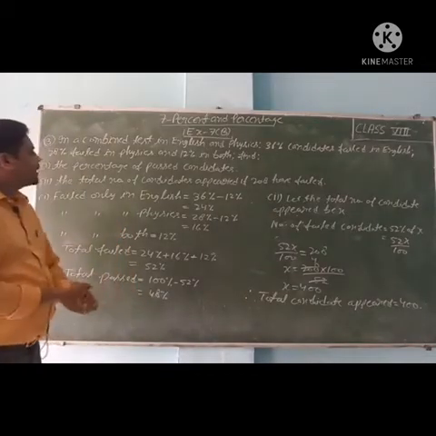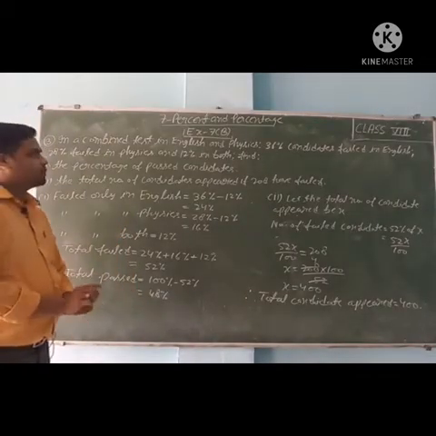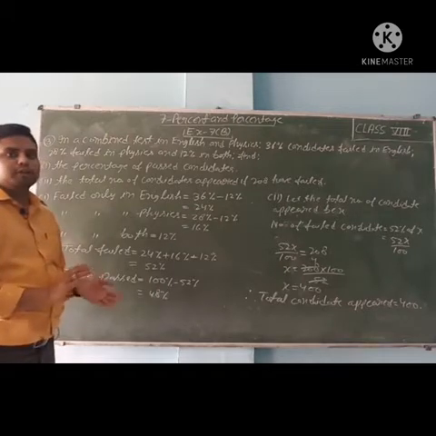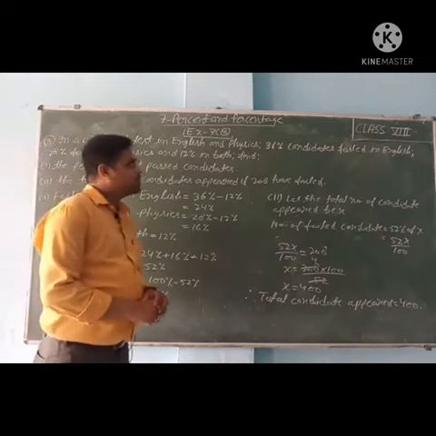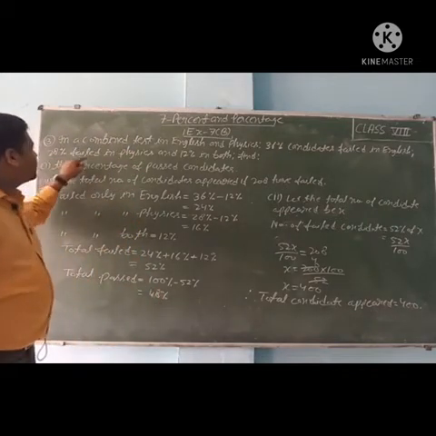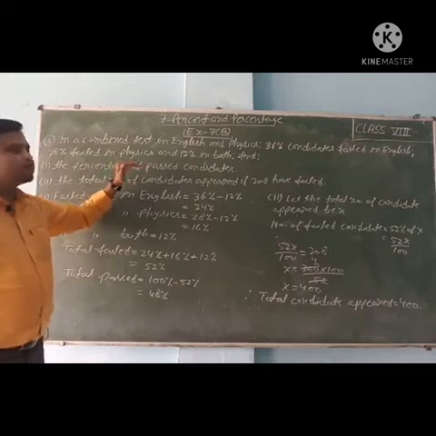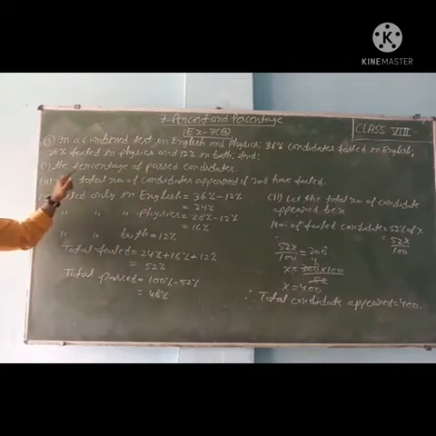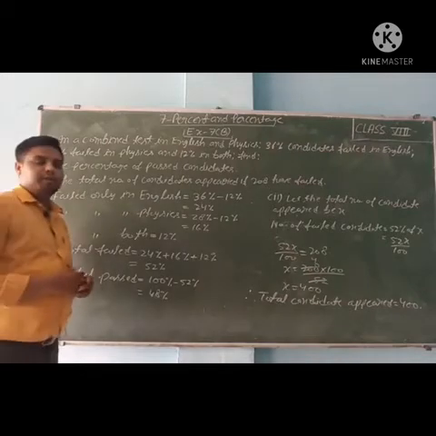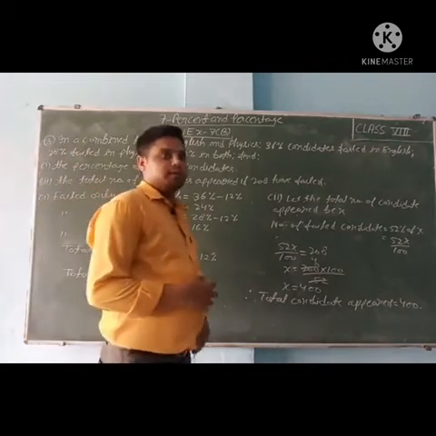In a combined test in English and physics, the test was of English and physics combined. 36% candidates failed in English, 28% failed in physics, and 12% in both English and physics. Find, first part, the percentage of passed candidates. We have to find the percentage of passed candidates.